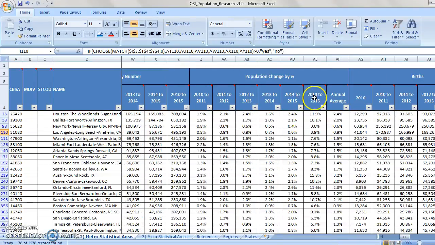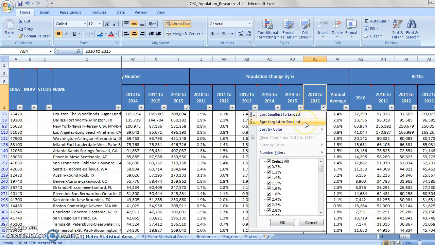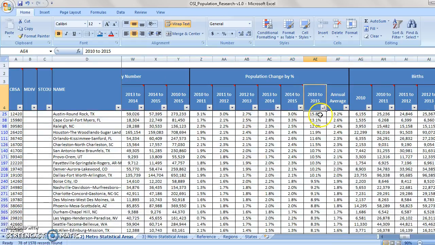I could sort also by percent growth. So if I do sort largest to smallest here, I'll see now number one is Austin Round Rock. Had almost a 16% increase in this last 5-year period, followed by Cape Coral and so on.